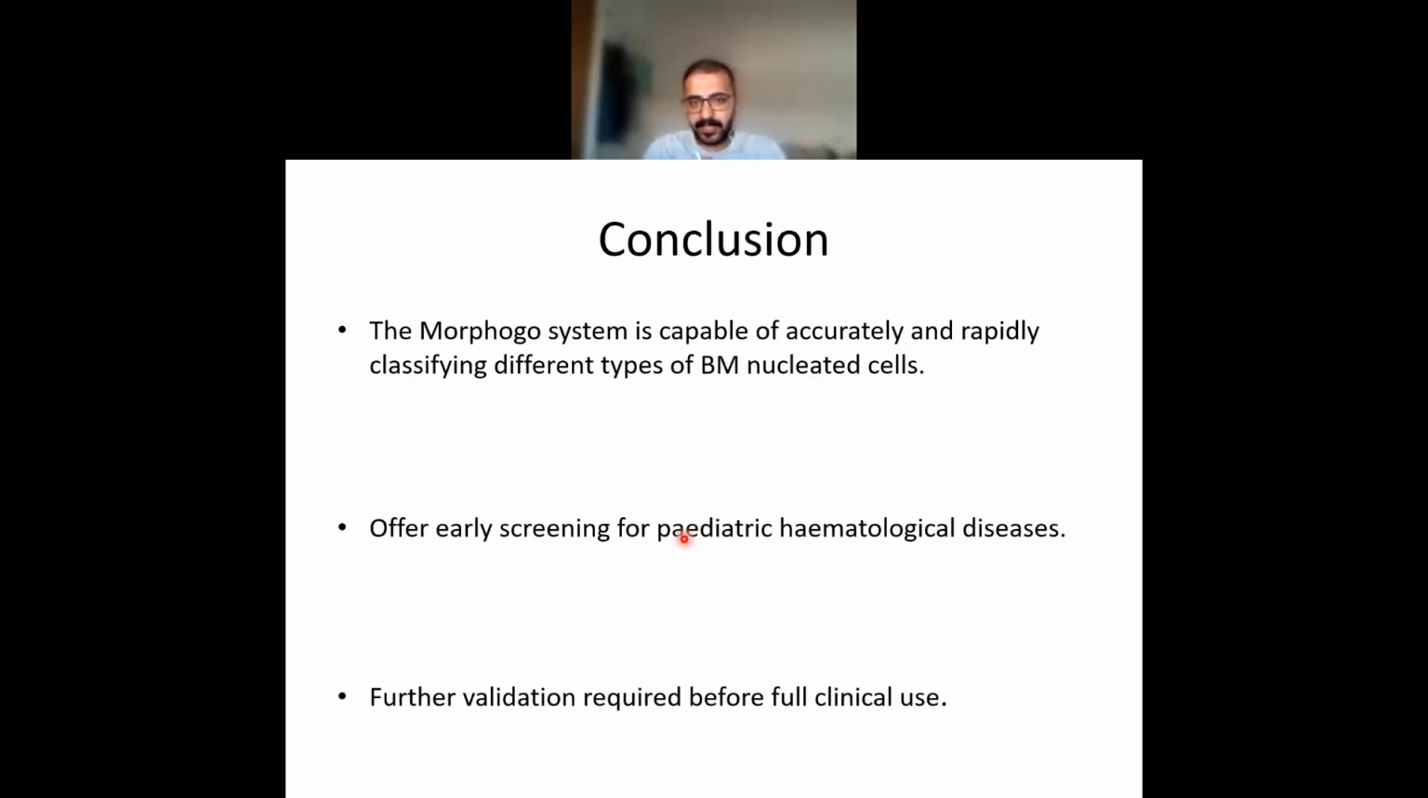In conclusion, the morphology system is capable of accurately and rapidly classifying different types of bone marrow nucleated cells. It offers early screening for pediatric hematological disease, and we need further validation from many centers and for many disease types before full clinical use in the medical field.